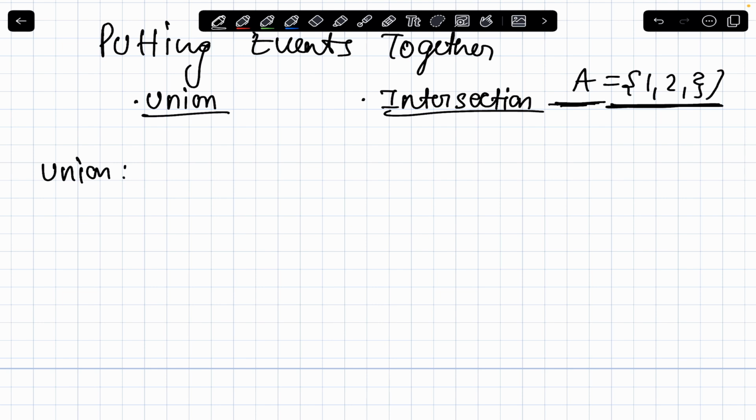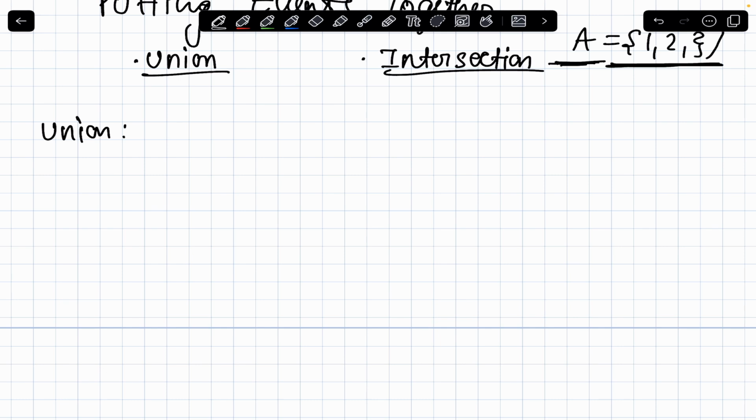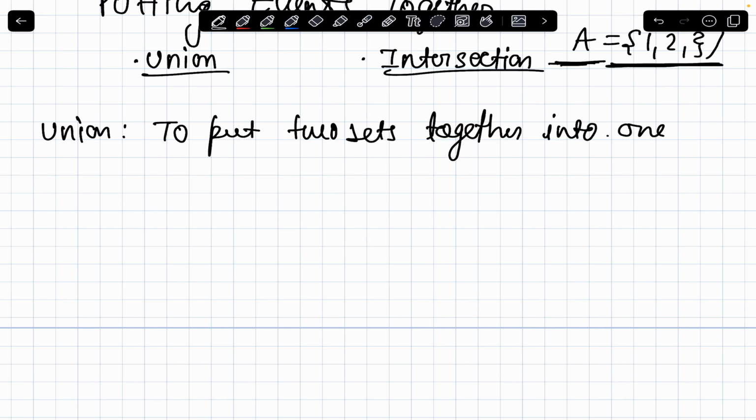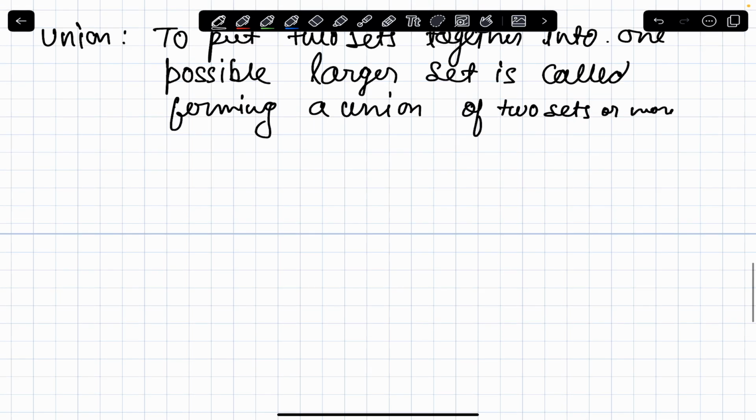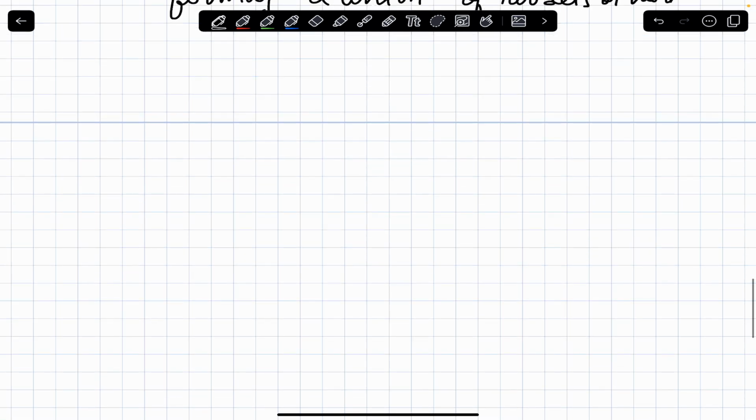So what is union? Putting two sets together into one, a possibly larger set of outcomes, is called forming a union. The union of two or more sets. How do we represent it? We represent it by A union B. We use this symbol, which is not actually the letter U. It is like this. You could say U, but it is actually union.